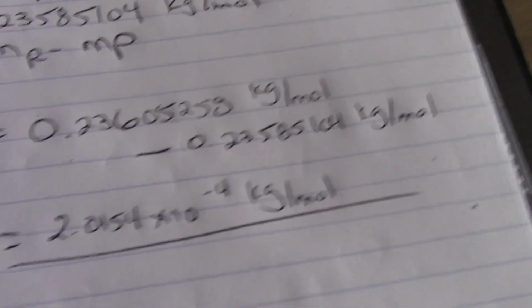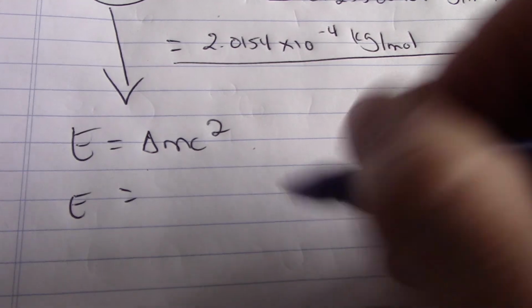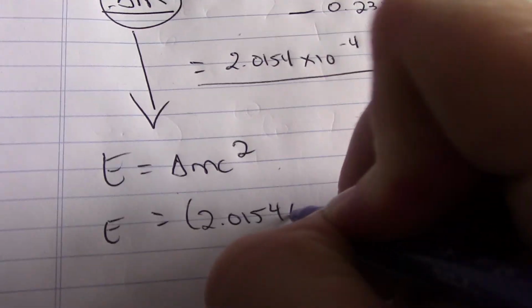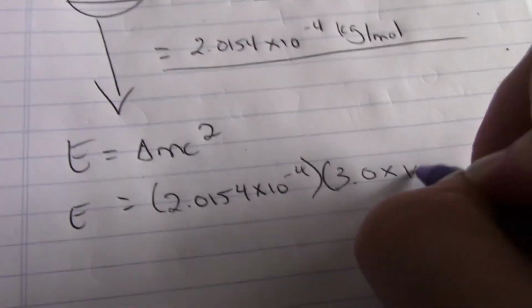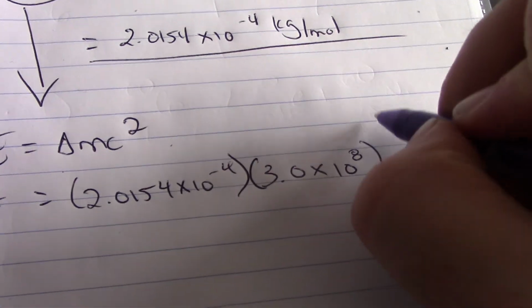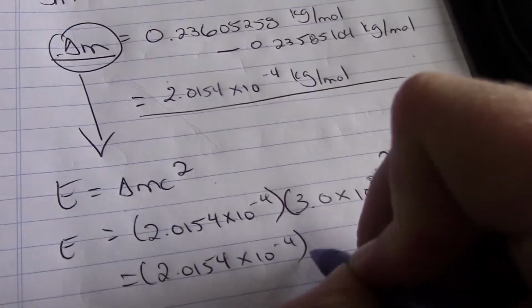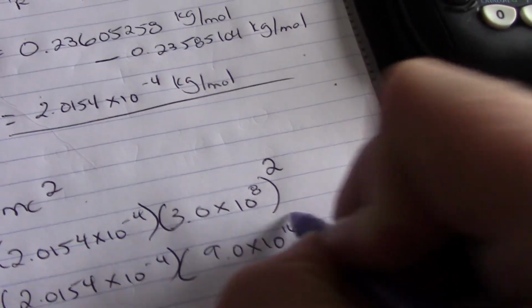So when I solve for part A, I have the mass change. Now I want to solve for the energy change. So E equals delta m c squared. So my energy is going to be in joules, right? And this is going to be 2.0154 times 10 to the negative 4 multiplied by the speed of light, 3.0 times 10 to the 8th meters per second, and that is going to be squared, right? 3.0 times 10 to the 8th squared is 9.0 times 10 to the 16th.